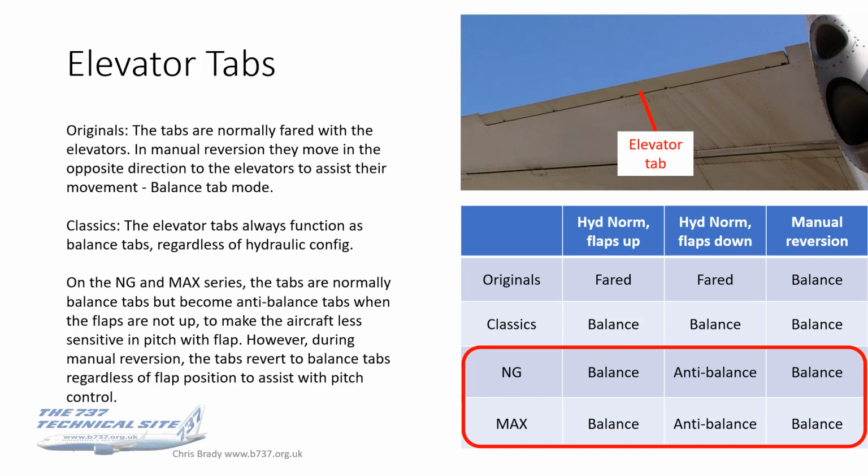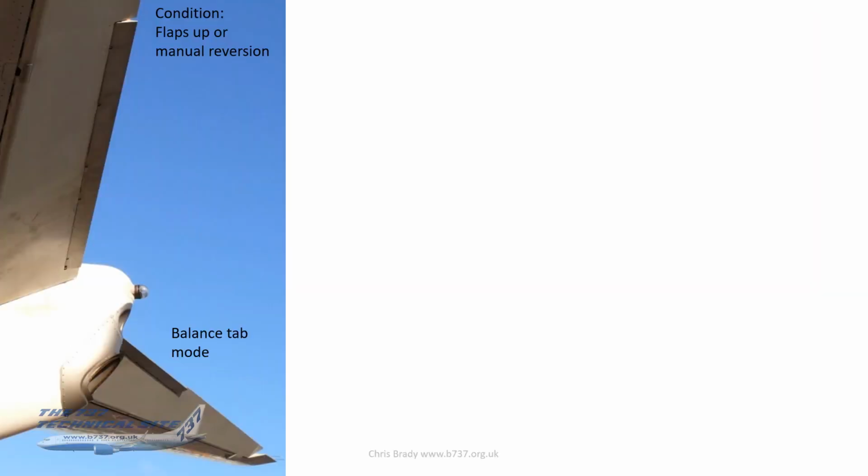But I should say that during manual reversion, the tabs change back again to become balance tabs regardless of flap position, to assist with pitch control. And again, I've summarised the logic changes with the generations in that table down there at the bottom right. All right, so let's have a look at that.